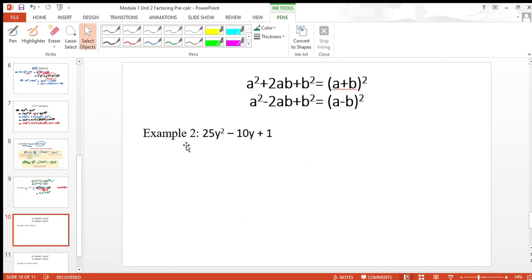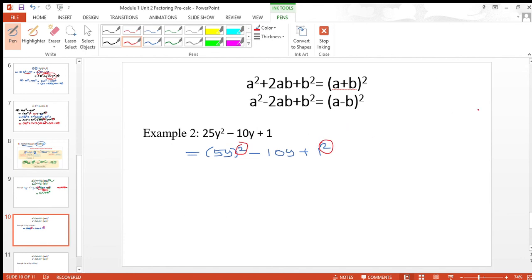Second example. Is this a perfect square trinomial? Let's inspect. 25y squared is a perfect square. We can write it as 5y, the quantity raised to 2. 10 is not a perfect square, so we just copy that, minus 10y. 1 is a perfect square because 1 is equivalent to 1 squared. So initially, we have 2 perfect squares.